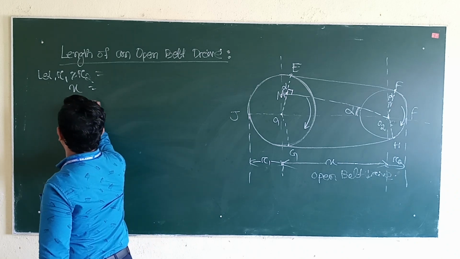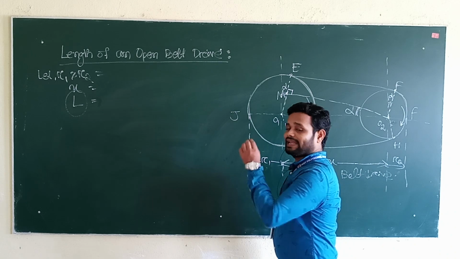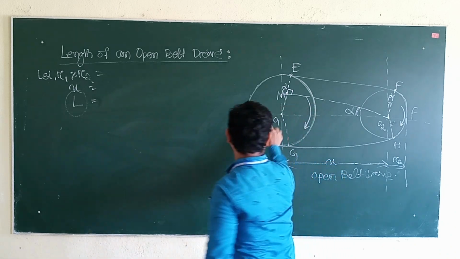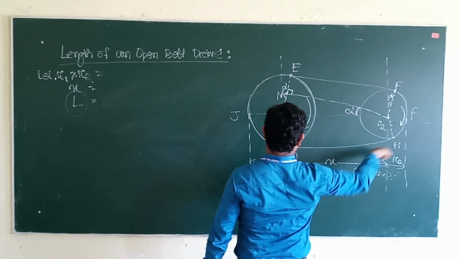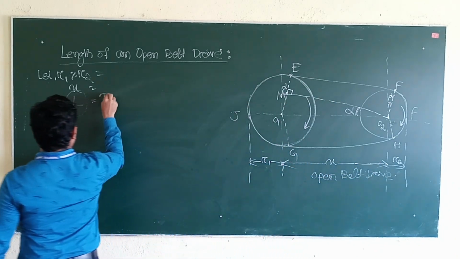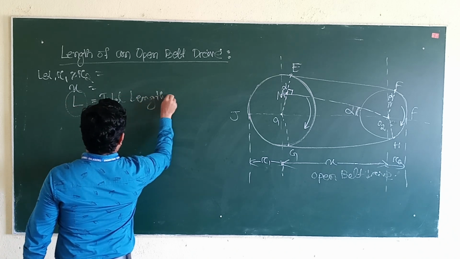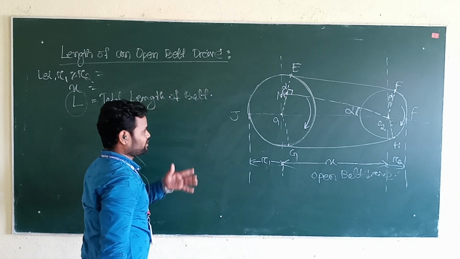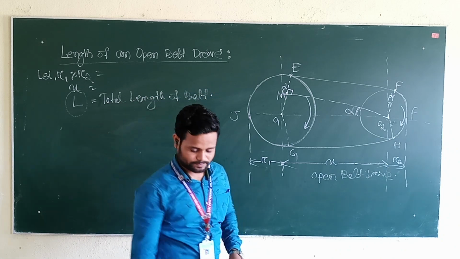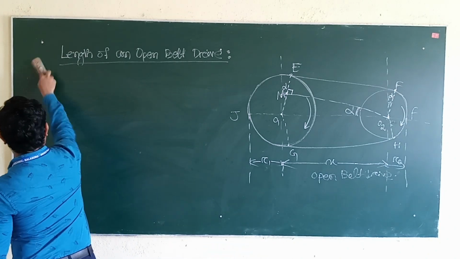Next, what is capital L? We will calculate this capital L. L is the total length of the belt. In between the two pulleys there is a belt, so we will calculate the total length of the belt. Before going to the topic, let's see the figure.